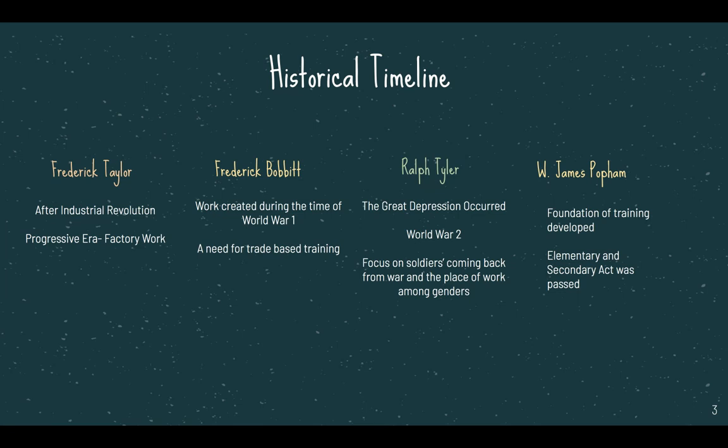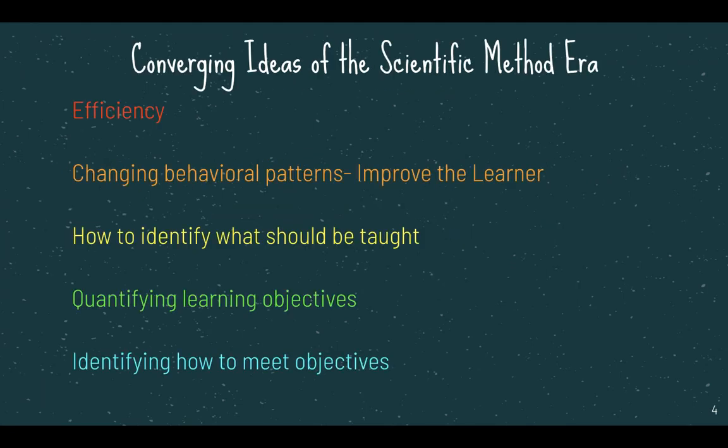W. James Popham was writing in the late 1960s and 70s on to today, and during that time, it was a focus on training that was developed, and the Elementary and Secondary Education Act was also passed. So across each of these ideas that created this scientific method or administrative era were some key themes. And I'm just going to mention them here and then talk about them further. Efficiency, changing behavioral patterns, a focus on improving the learner, trying to identify what should be taught, quantifying those into objectives, and then figuring out how to meet them.